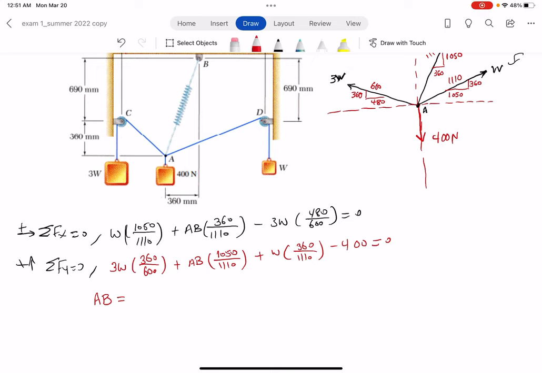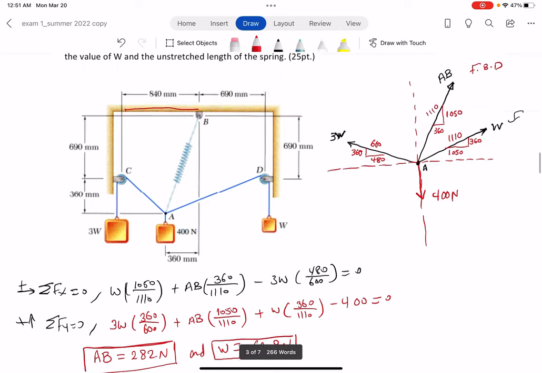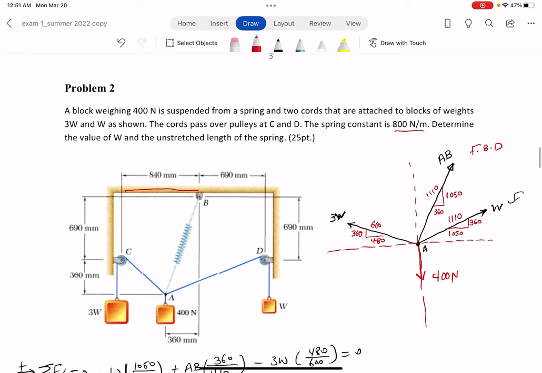You find that AB is equal to 282 Newton. Of course, AB is tension. And W is 62.8. Right now we are using 3 significant figures, so I'm not rounding to fewer than 3 significant figures all the time. I do the numbers at the end. So what else did he give us here? He gave us K of the spring.